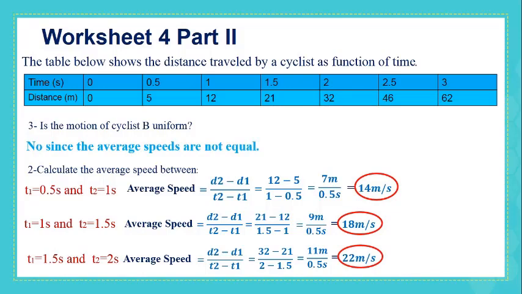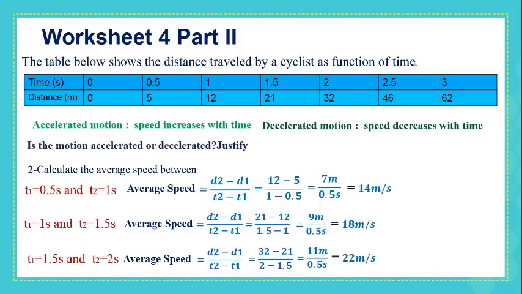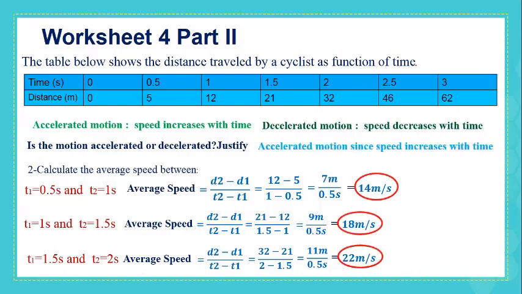The motion of an object is said to be accelerated motion when the speed of the object increases with time, and it is said to be decelerated motion when its speed decreases with time. Is the motion of the cyclist accelerated or decelerated motion? Accelerated motion. When comparing the different values of the speed calculated, we notice that the speed is increasing with time. Thus, the motion of the cyclist is accelerated motion.